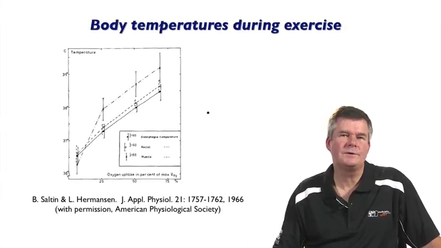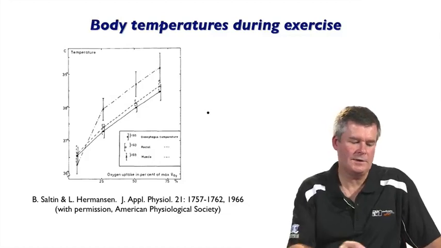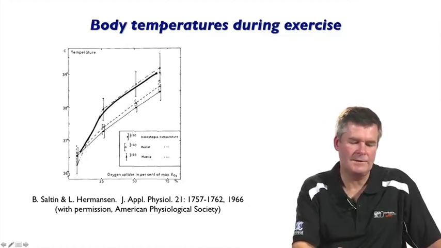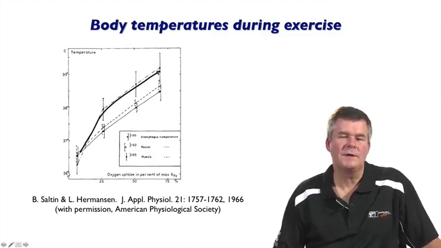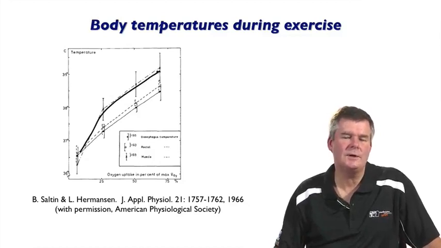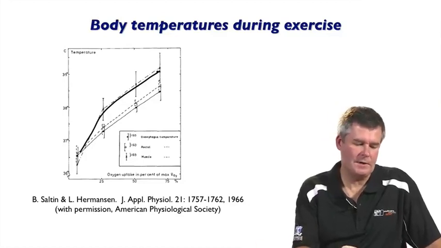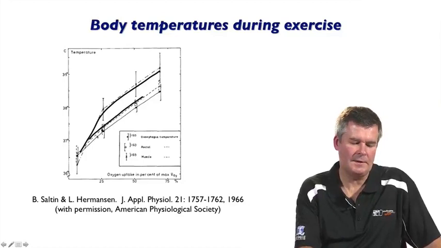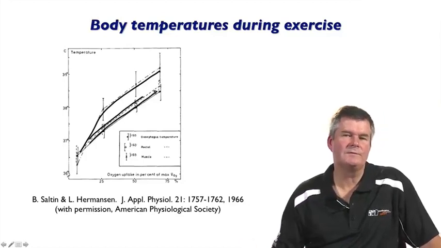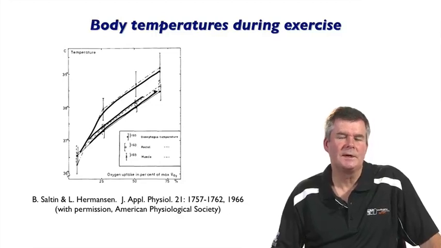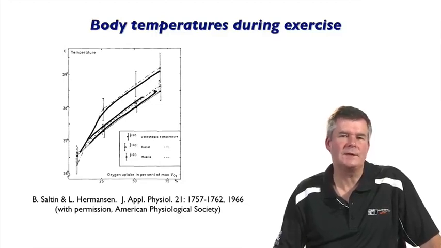If you look at other tissues, here is the increase in muscle temperature, and this is as a percent of the oxygen uptake. And as you can see, as you increase the exercise intensity, you increase the muscle temperature. Here is the rectal temperature and the esophageal temperature, which are relatively close. The rectal temperature is probably, because it's influenced by heat returning from the exercising legs, slightly higher sometimes than the esophageal temperature.